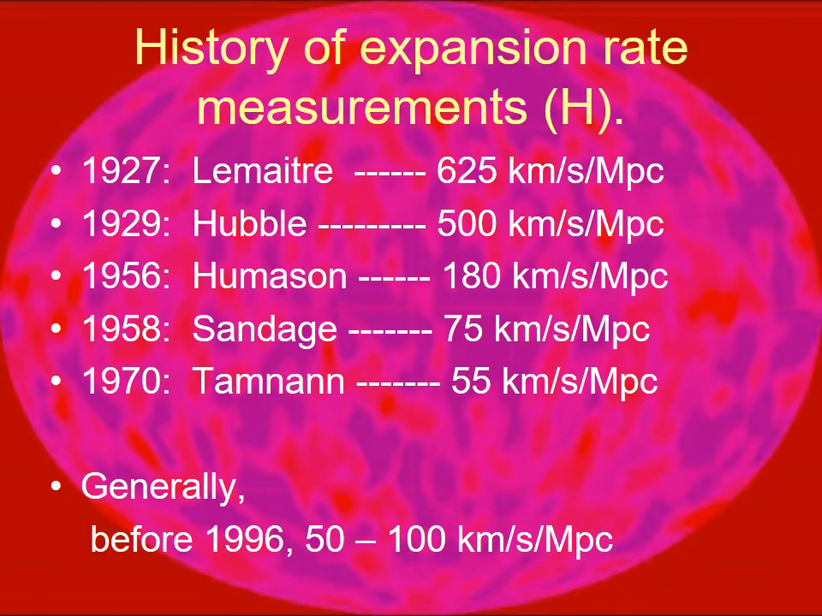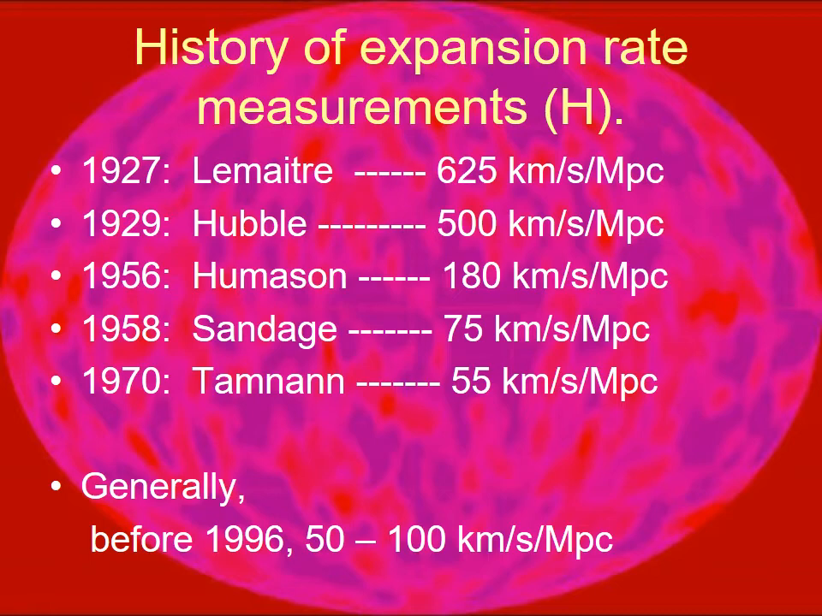Measuring the Hubble constant. Lemaitre was one of the first ones to measure it, Hubble shortly thereafter, and they got these incredibly huge values. Later astronomers started getting smaller values. Sandage and Tammann got very small values. Generally, before 1996, values ranged between 50 and 100 kilometers per second per megaparsec. And that's a factor of 2, which means a difference of factor of 2 in age of the universe.